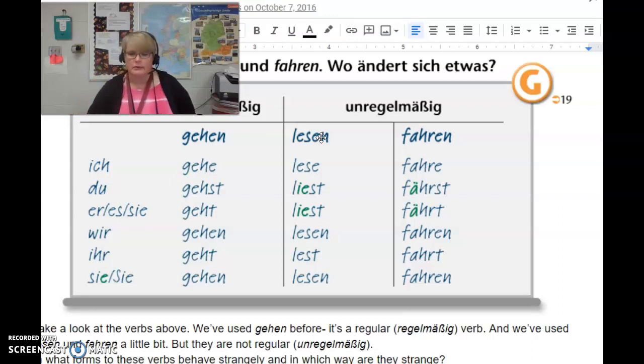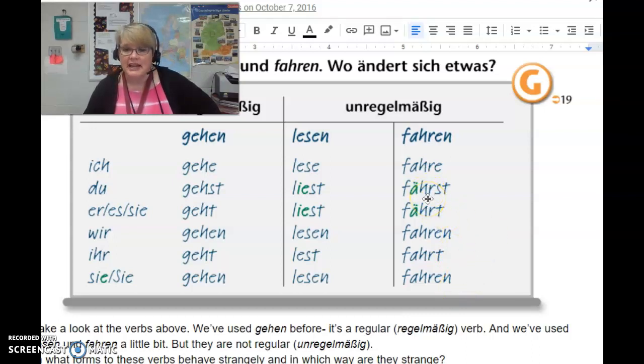So the vowel, the A, E, I, O, or U in the stem is going to change. But only where? Where is it changing? Just right here in the du form and the es form. Everything else is going to be regular, just the du and the es change. Okay, same thing, only different for fahren. We've had the verb fahren before. Ich fahre, I drive, or I ride in a vehicle. Fahren. So the ich form is regular. Ich fahre, no big deal. But then du fährst. Es fährt. Wir fahren, ihr fahrt, sie fahren.